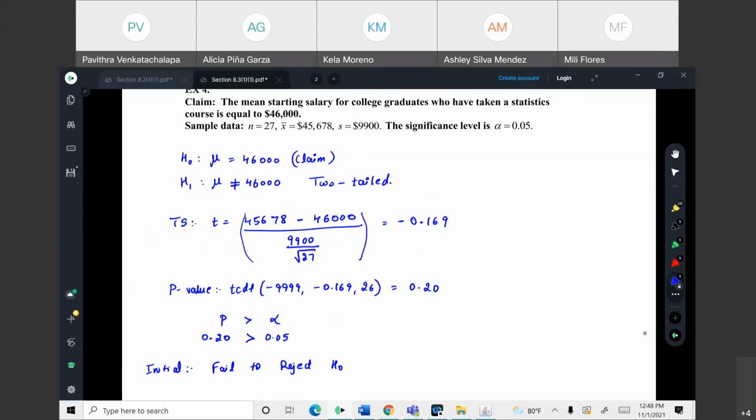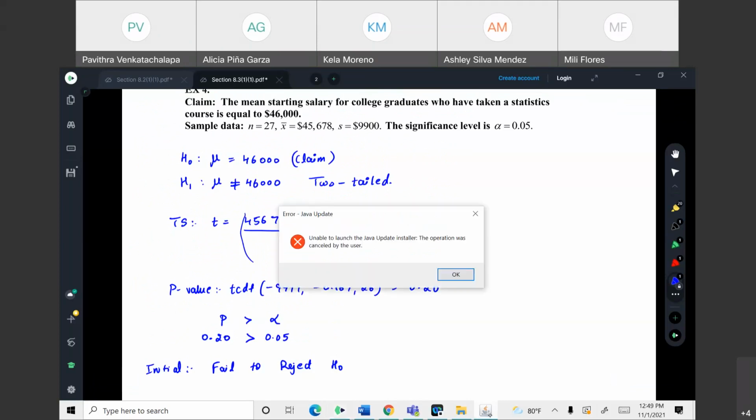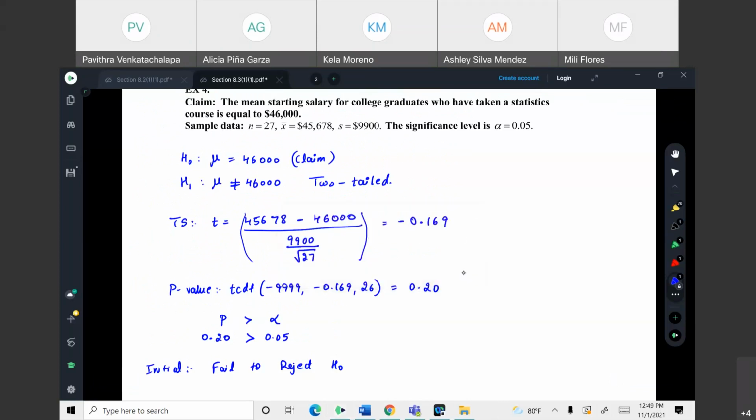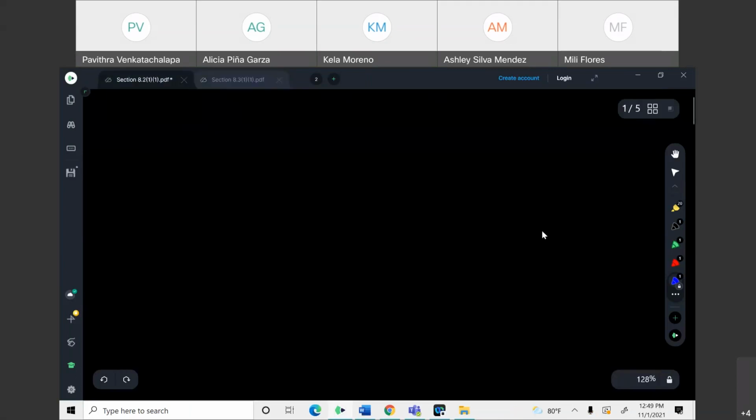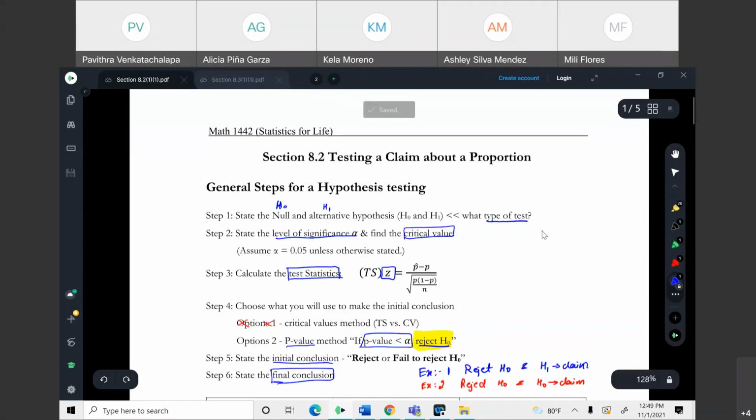I was planning to go over the lab 8 also, but I will see if I have time in the next class. I'll go over the lab 8. Okay, that's your end of chapter 8. I'll post the notes and the video.